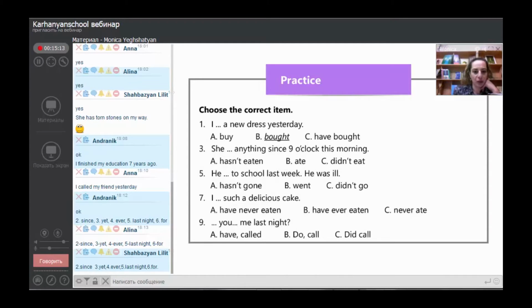Now let's do the other exercise. We're just going to choose the correct item. I have bought a new dress yesterday. I'll give you 1 minute because it's easy. So let's start.